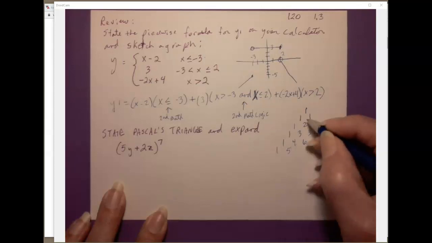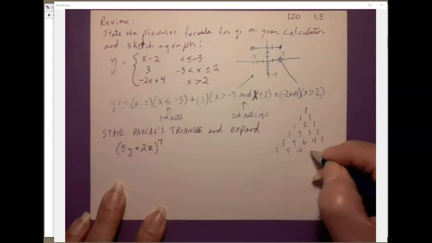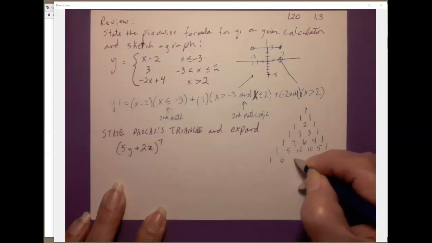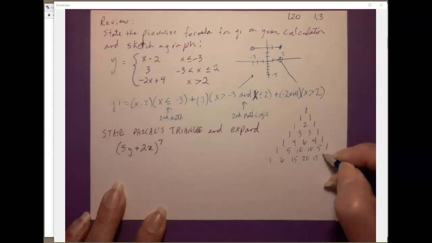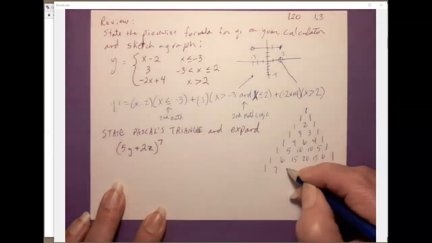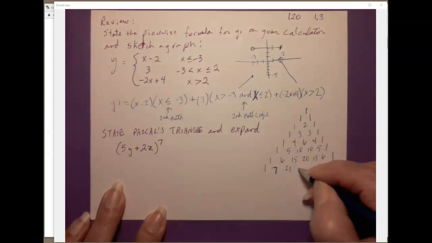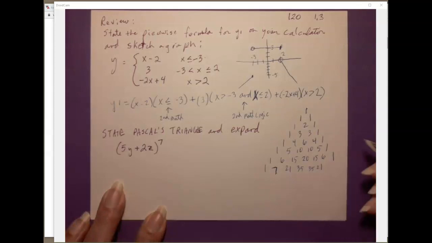I'm going to have to go down to, this is the 5th power, so I need to go to the 7th. 1, 5, 10, 10, 5, 1. 1, 6. Remember, we're adding 15, 20, 15, 6, 1, 1. I'm adding 7, 21. 15 and 20 is 35. 35, 15 and 6 are 21.